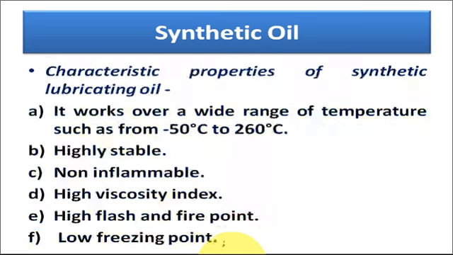The main properties of synthetic lubricating oils: it works over a wide range of temperatures, such as -50 to 260 degrees centigrade. These are very stable, non-inflammable, with high viscosity index, high flash and fire point, and low freezing point. So these are some very good qualities of synthetic lubricating oil which make them useful for providing lubrication in drastic conditions, that means high temperature and pressure conditions.